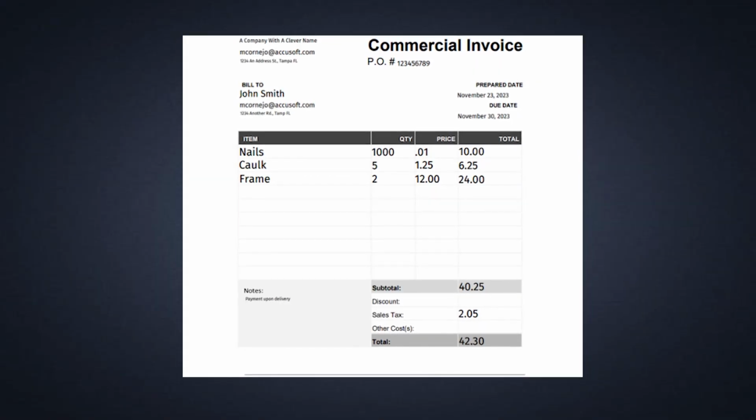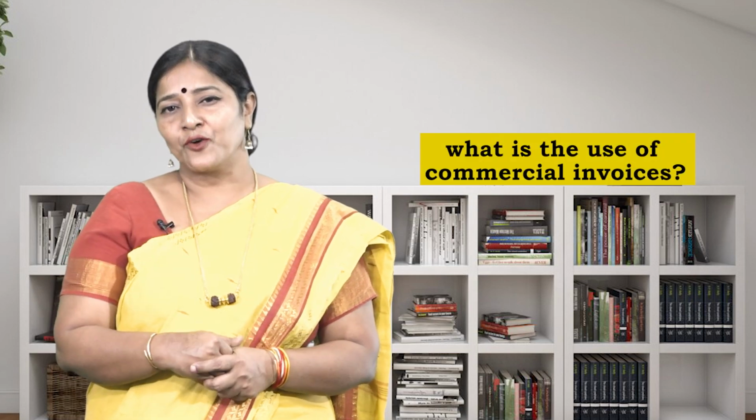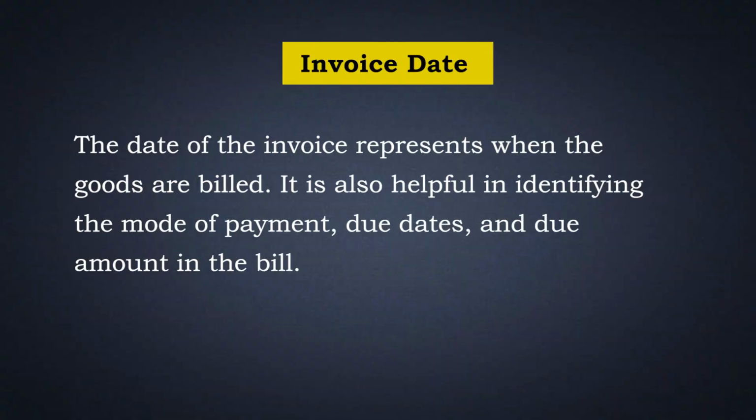A commercial invoice also helps in tracing the quantity of products available after the sale takes place. What is the use of commercial invoices? See, the following can be checked with the help of a commercial invoice. A. Invoice date. The date of the invoice represents when the goods are billed. It is also helpful in identifying the mode of payment, due dates, and due amount in the bill.